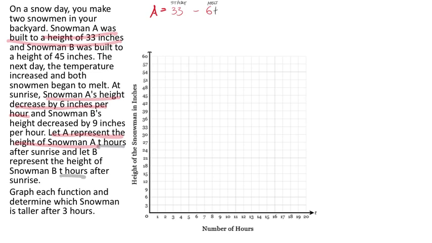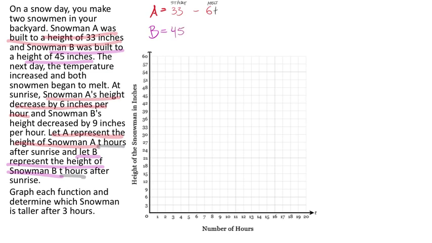How about snowman B? It says let B be the height of snowman B. So that's what I will do. It's going to be B equals, and it has the same values. How much did it start at? At the top it says snowman B was built to 45 inches tall. So I'm going to put 45 inches in there. That's how much it's going to start at.